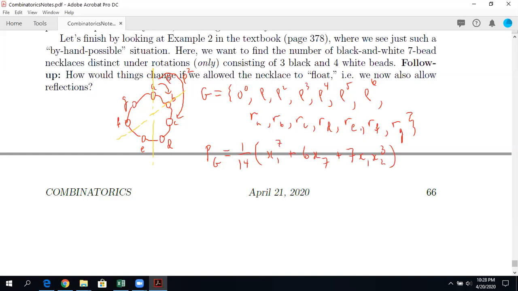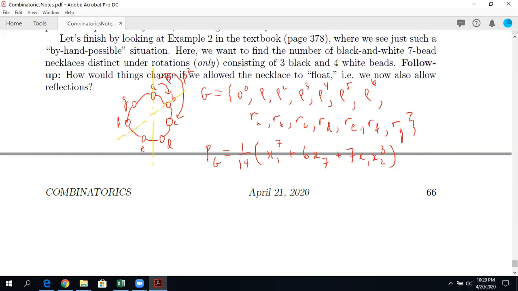And if I wanted the number of these that have 3 black and 4 white beads, oops, I want 4 white beads. Right, 3 black and 4 white beads. I think I did that right before. Yes, it was 1/7 times 7 choose 3. I was worried I said w to the 7th, but that's just nonsense. I don't want w to the 7th. I wanted w to the 4th.